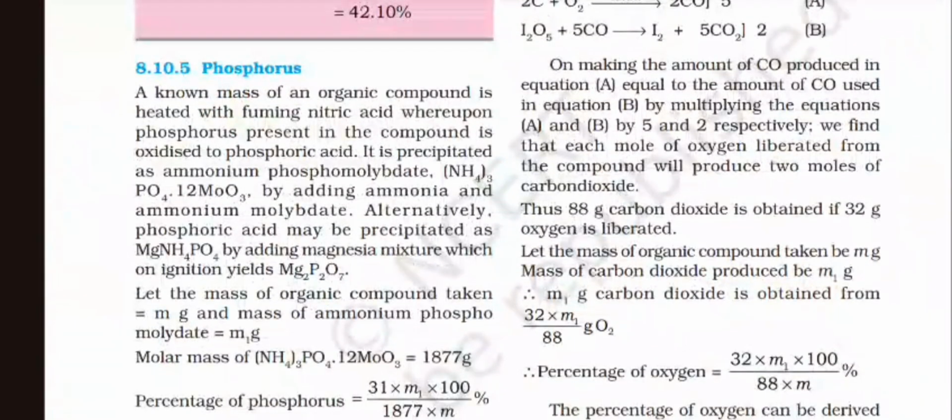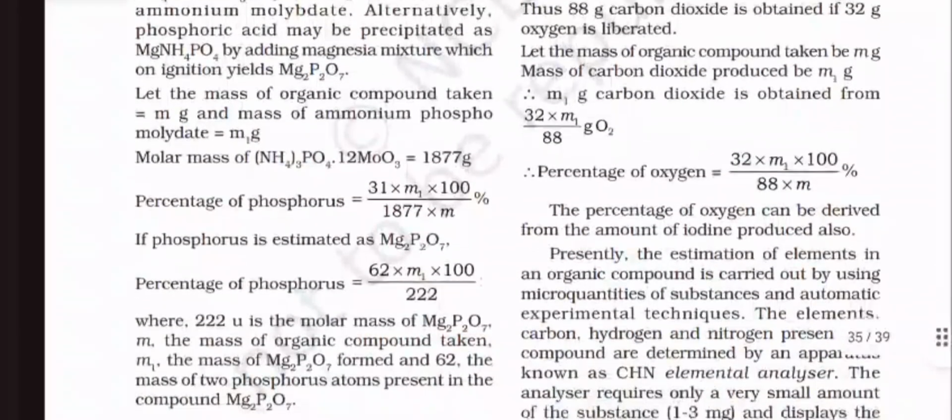Phosphorus. A known mass of organic compound is heated with fuming nitric acid, whereupon phosphorus present in the compound is oxidized to phosphoric acid. It is precipitated as ammonium phosphomolybdate, (NH4)3PO4.12MoO3, by adding ammonia and ammonium molybdate. Alternatively, phosphoric acid may be precipitated as MgNH4PO4 by adding magnesia mixture, which on ignition yields Mg2P2O7.